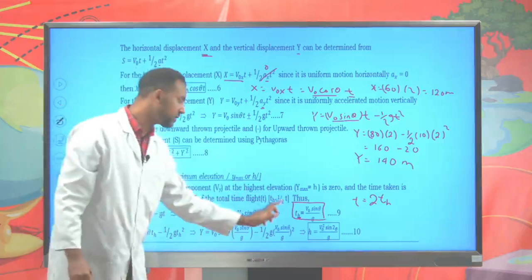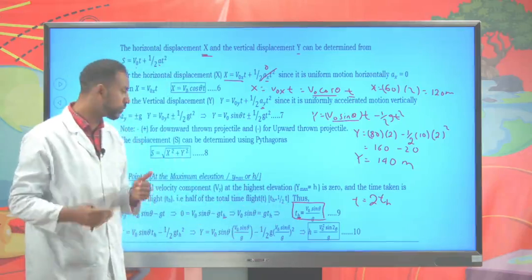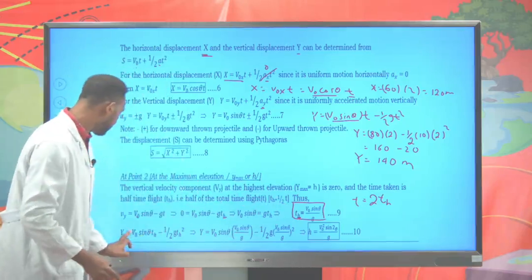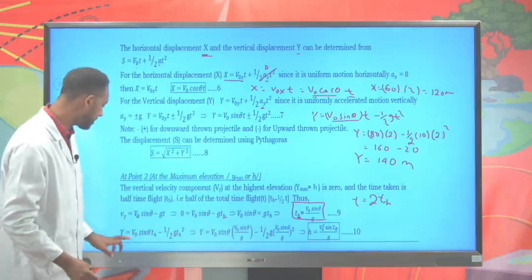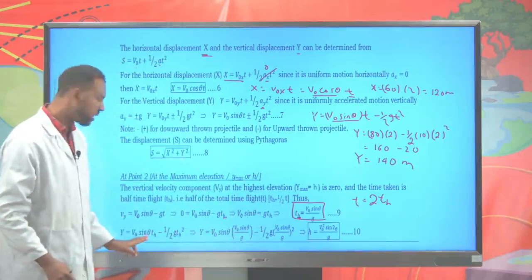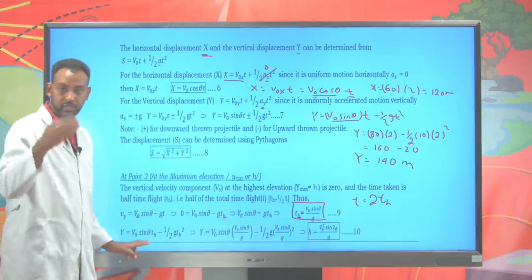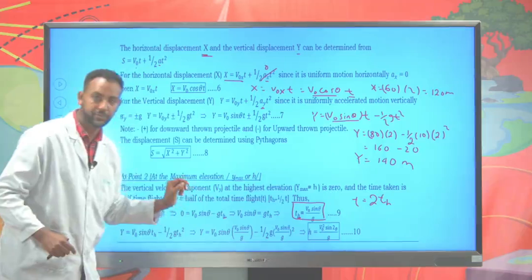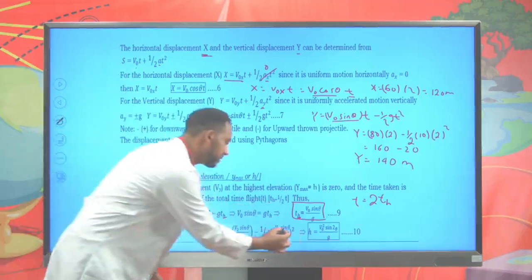So substituting this time t into the vertical displacement component, you can determine the maximum height. So V naught sine theta times t minus half times g t squared is the way we determine the vertical component or the vertical height. But instead of time t, we can use the half-time flight. If you substitute here, you can find this equation.